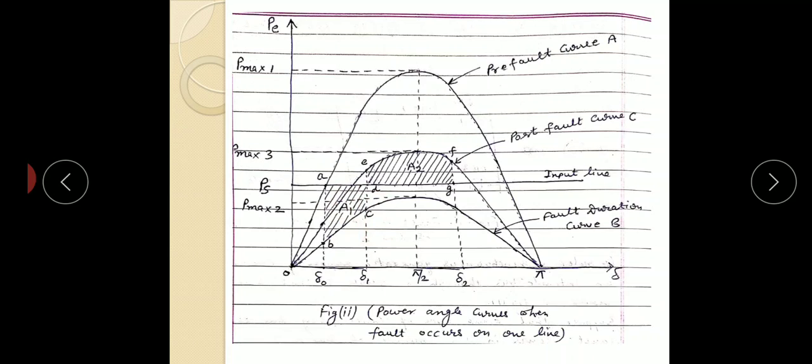At the point C, the circuit breakers CB3 and CB4 at the two ends of the faulted line 2 open and the fault is cleared. Thus, only one healthy line remains in the circuit. The transfer reactance changes again to a new value due to the opening of the circuit breakers. So the operating point moves to point E on the post fault curve C.